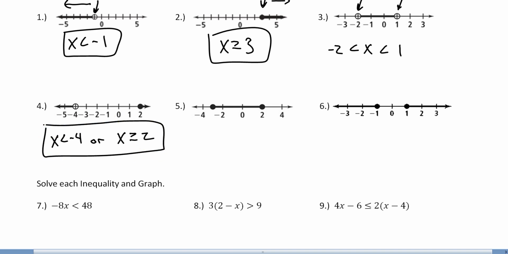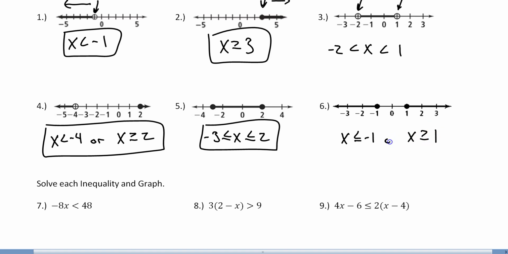The next one, once again, is an and inequality. It looks like I'm going from -3 to +2, and my x value is in between those two values. I'm smaller than the 2, but I'm bigger than the -3. Because of the closed dots, I'm going to throw those equal to conditions in there. Okay? Another or inequality, just list each one separately. So x is less than or equal to -1. That's the first piece. x is greater than or equal to +1. And then I put the word or in between. Okay?